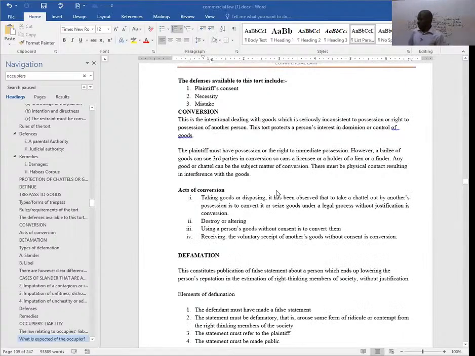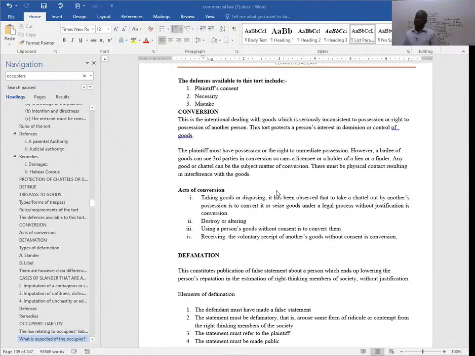So this constitutes publication of a false statement about a person, which ends up lowering the person's reputation in the estimation of right-thinking members of the society without justification. So basically publishing or mentioning a statement which is not true about a particular person. That's what we mean by defamation. It's a tort that constitutes giving out false information about a person, which lowers his or her reputation in the society.